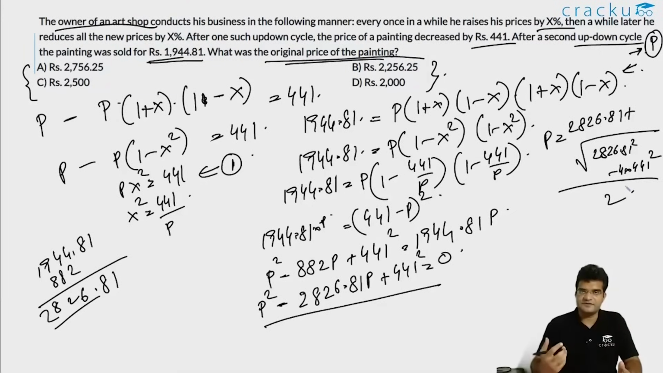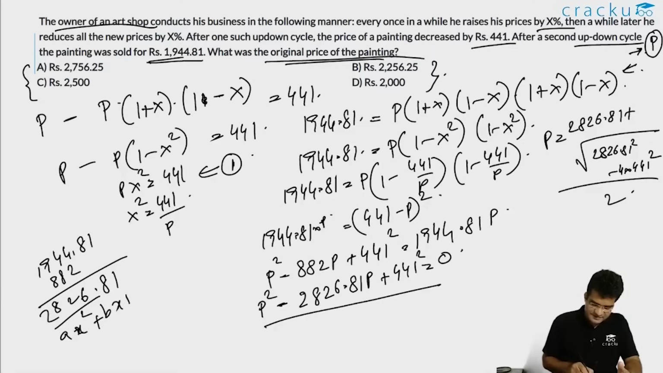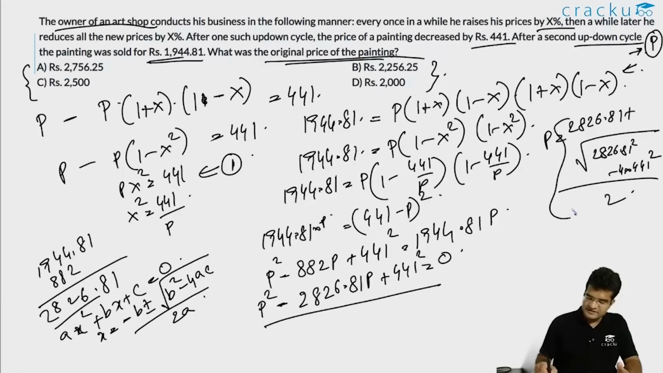This is basically the formula for quadratic equations, which is, if the quadratic equation is ax square plus bx plus c is equal to 0, the value of x is equal to minus b plus or minus square root of b square minus 4ac by 2a. Now you can simplify this using the online calculator that will be given in the examination, and you will get the answer as 2756.25. So the correct answer is 2756.25.